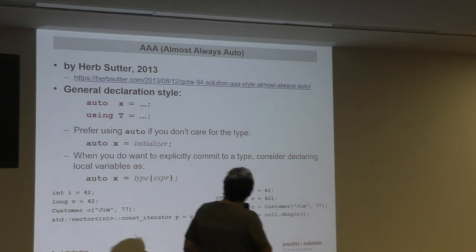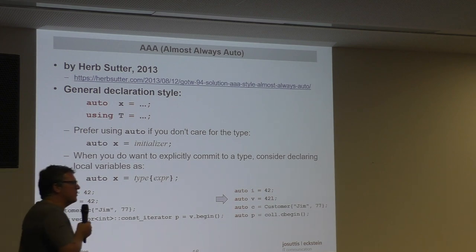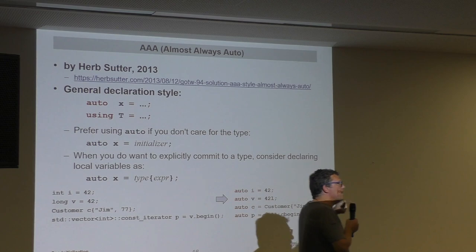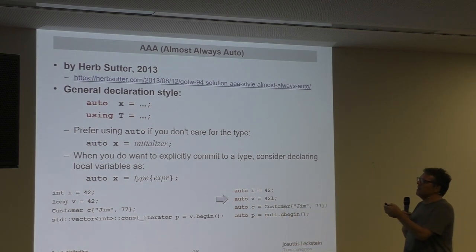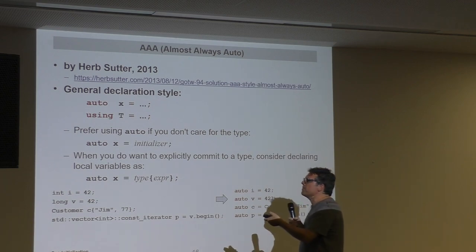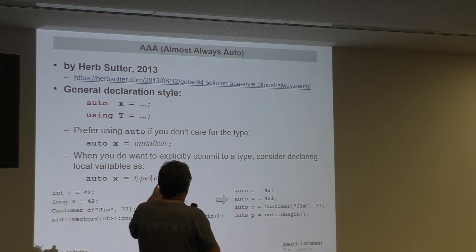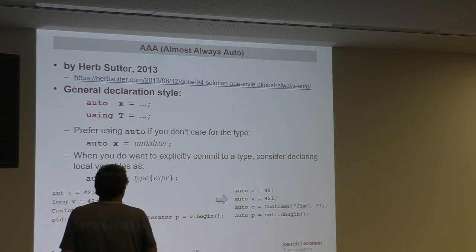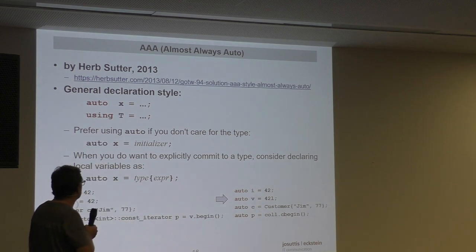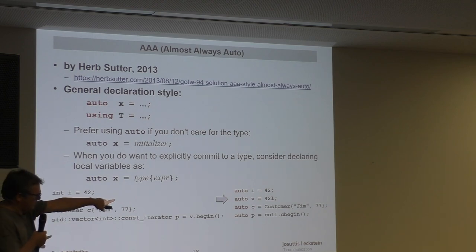Never. So the idea, which Herb claimed in 2013, was whenever we initialize something, whether it's a type or a value, we use roughly the same way to initialize things. If it's a value, we write auto, the name of the thing, and then the initial value. If it's a type, we use using and then the name of the thing, and then after an equal sign, the initial value. And the type and the value derive from the thing on the right. So instead of writing int i equals 42, let's write auto i equals 42. Instead of writing long v 42, let's use auto v equals 42L, because the thing on the right has to be a long.